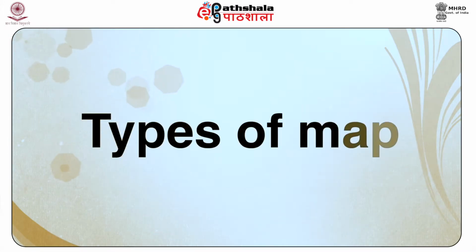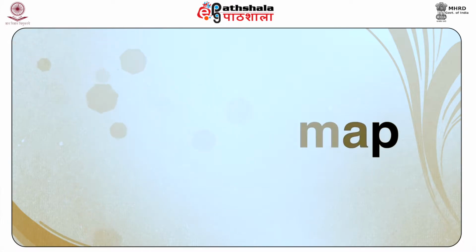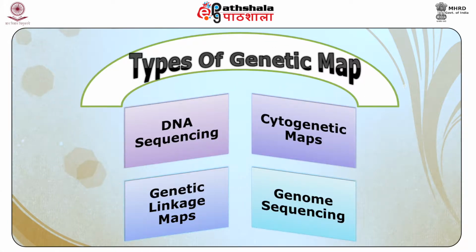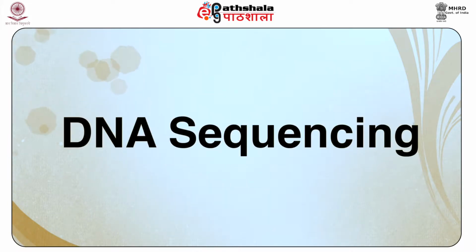Let us learn about the types of maps. The various types of genetic maps are DNA sequencing, cytogenetic maps, genetic linkage maps, and genome sequencing. We will now discuss each one.